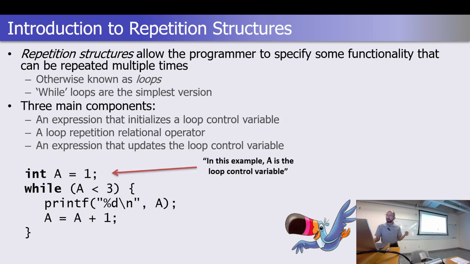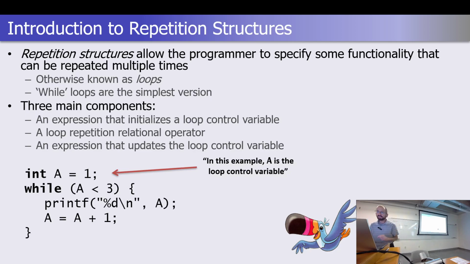So in this example, A is the loop control variable. It doesn't have to be declared immediately before the loop. This could be 100 lines of code beforehand. Oftentimes we want to set it at least soon before the loop itself. You want to be able to look at the block of code and know what's going on. Int A equals 1. That's the first component.